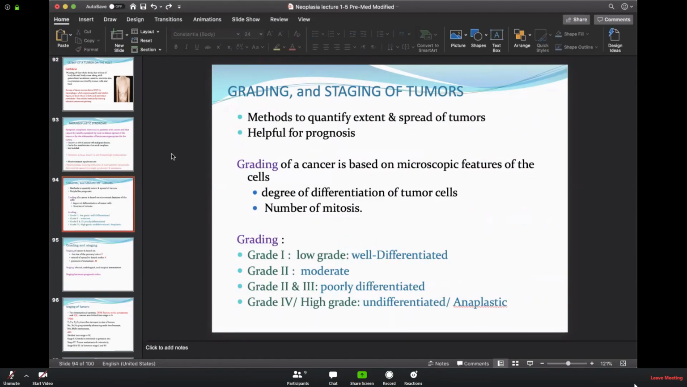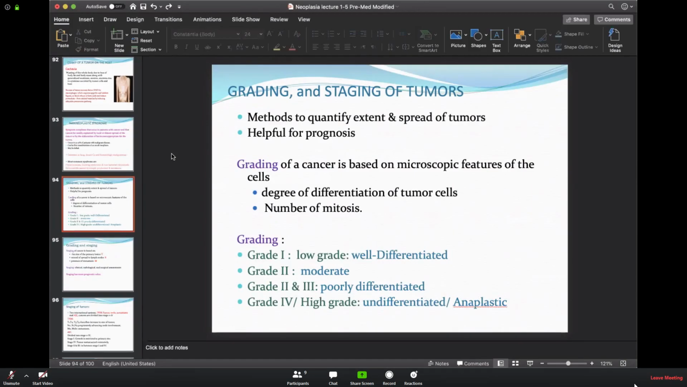So in many types of tumor, you will see a numerical system ranging from grade 1 to grade 2, grade 3 and grade 4. When we say grade 1, we mean low grade, and these are well differentiated tumors. Grade 2 means moderately differentiated. Grade 3 means poorly differentiated. Grade 4 means undifferentiated or anaplastic.